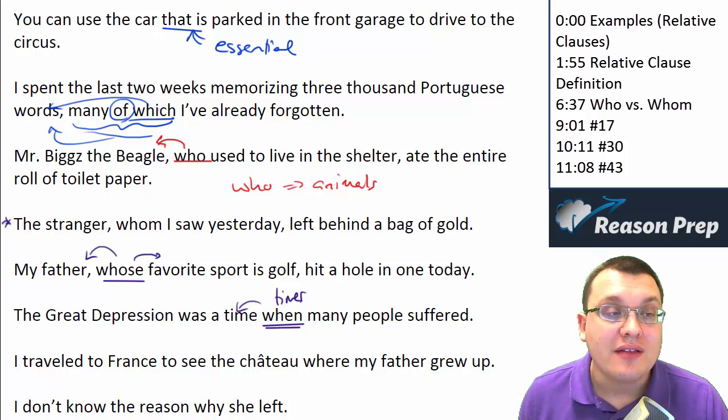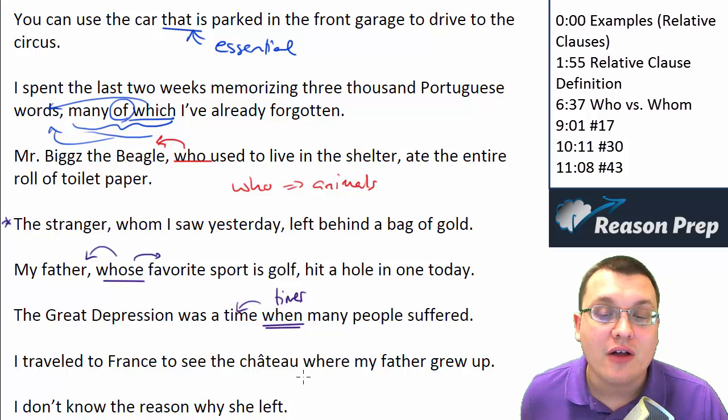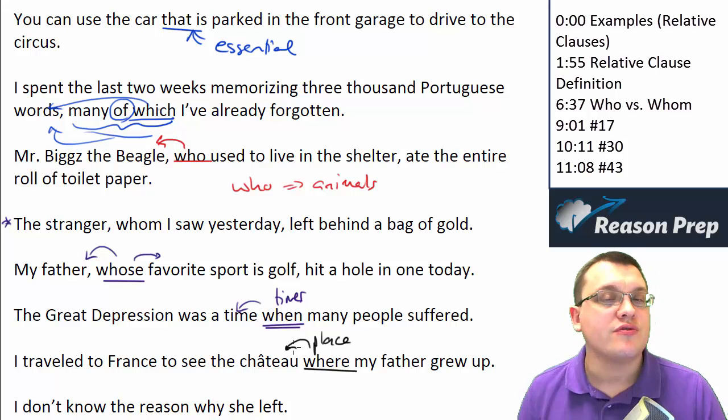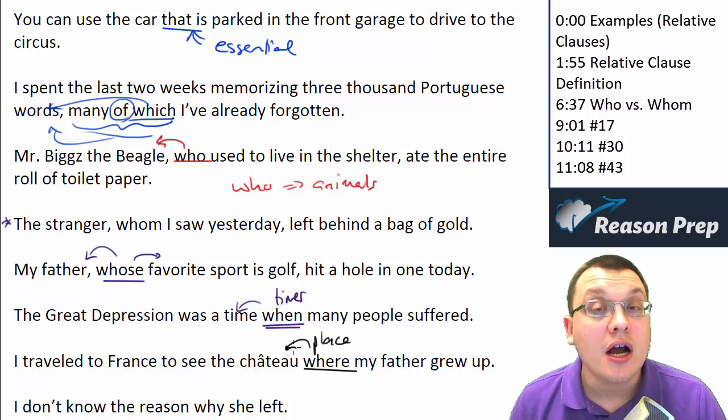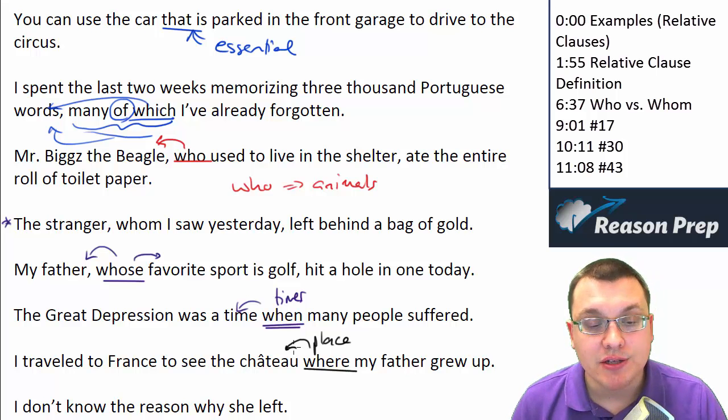I traveled to France to see the chateau where my father grew up. Here, "where," as you might expect, has got to refer to place. So here it's referring to a chateau. It can refer to a country, a city, a particular location, but it's got to refer to locations.